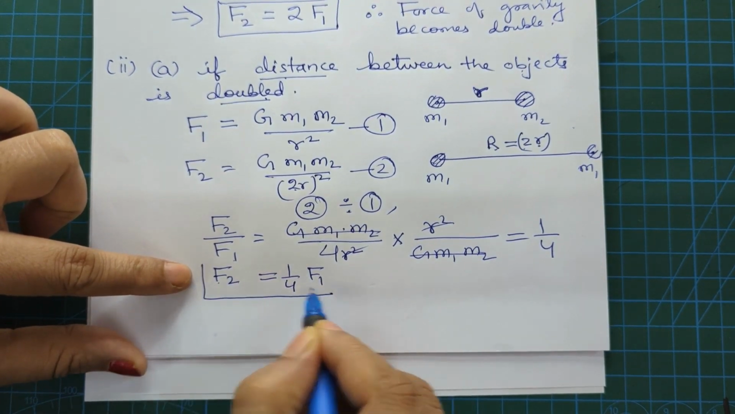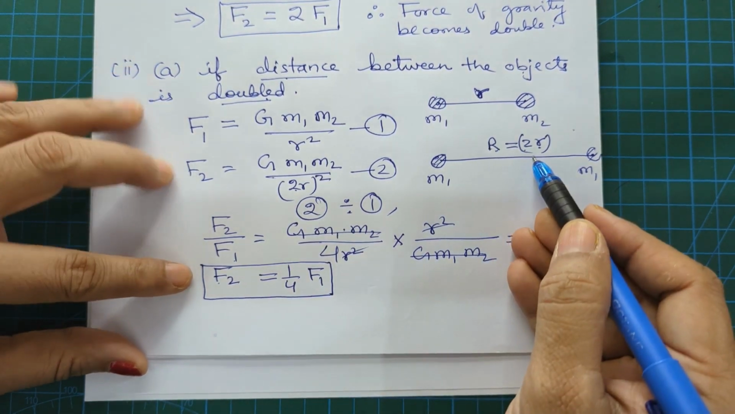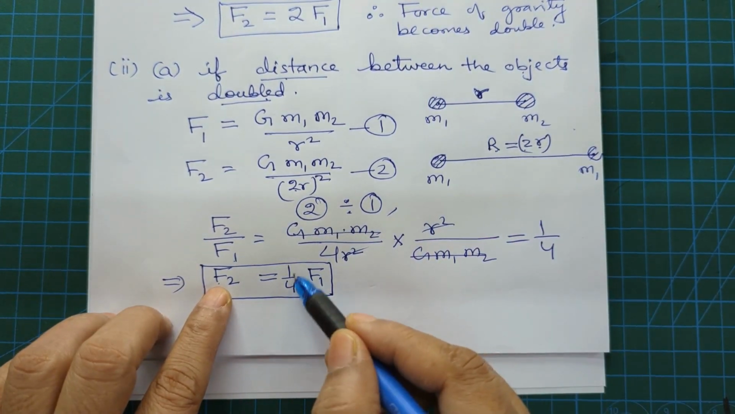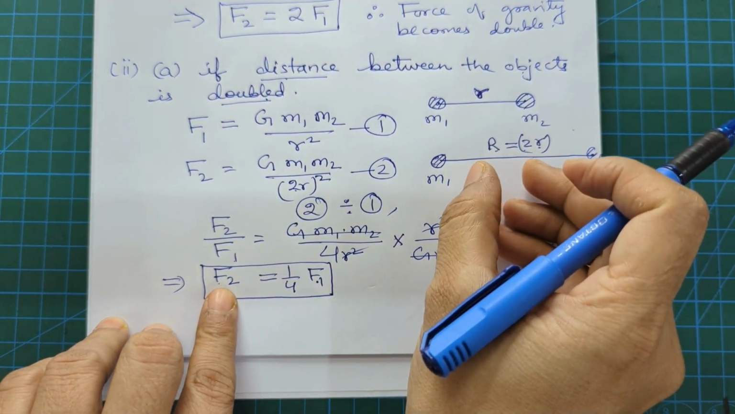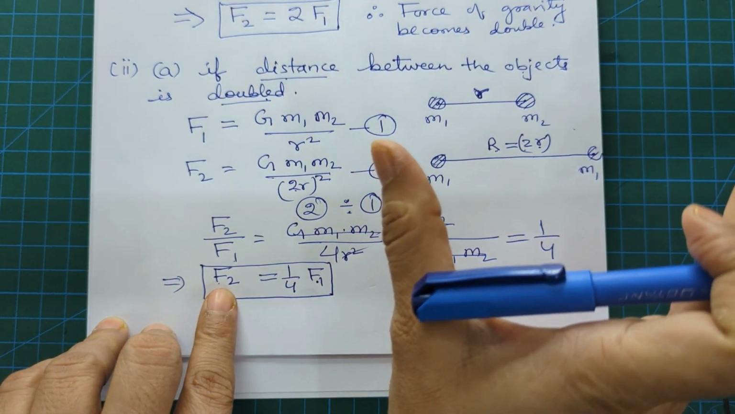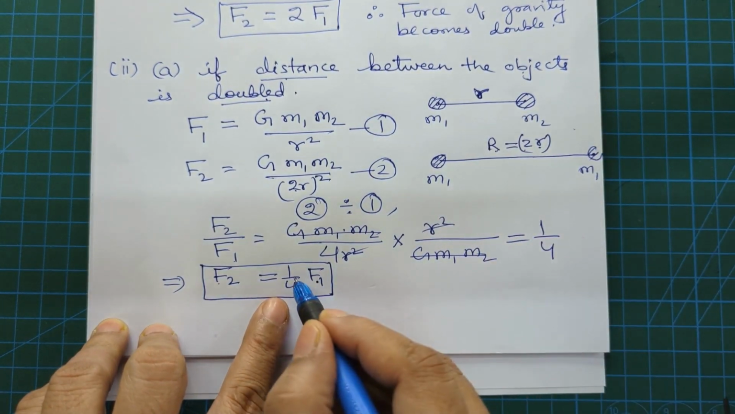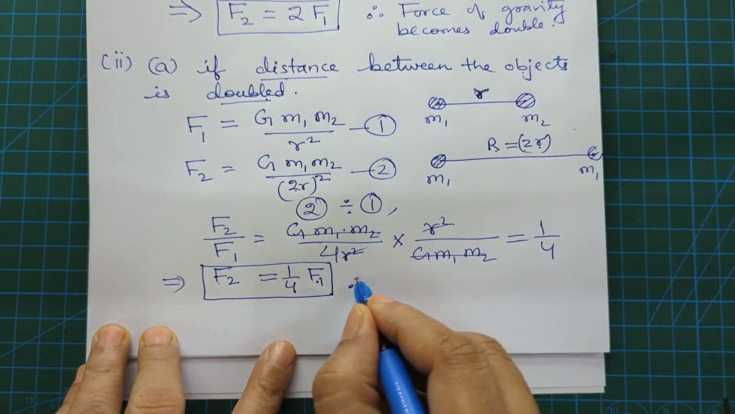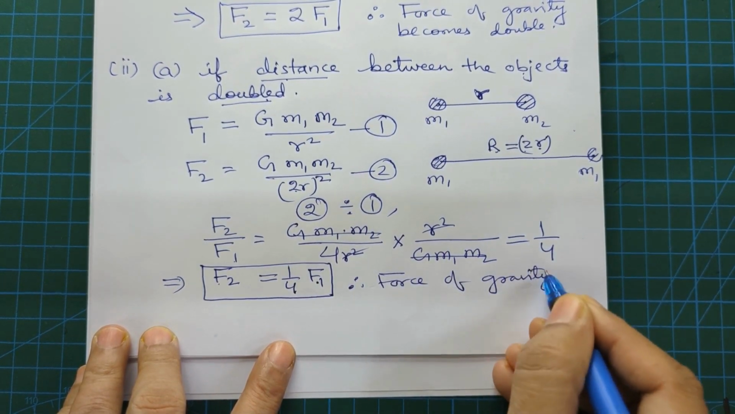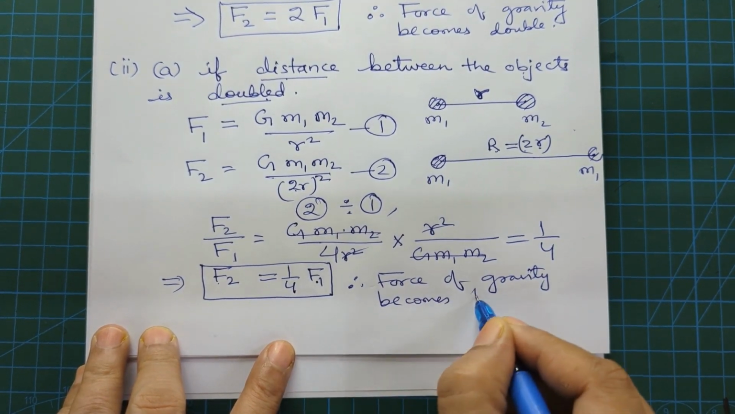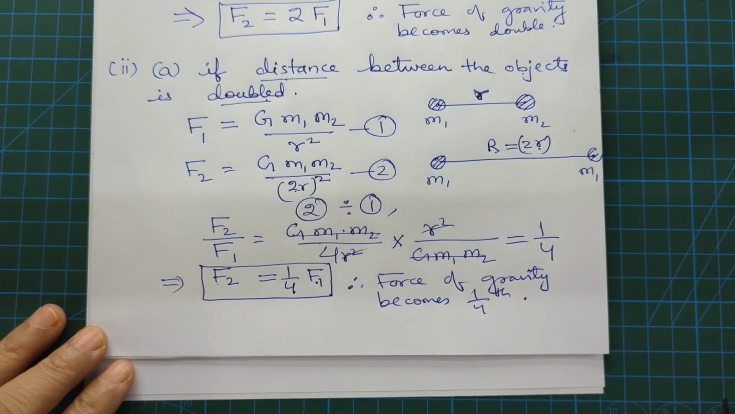So what happens to the force of gravity if the distance between the masses is doubled? If the distance between the masses is doubled, the new force becomes 1/4 the initial force. But yes, of course. Why? Because if objects are far, the force will be less between them. So here the distance is doubled, and the force of gravity becomes 1/4. So the conclusion: force of gravity becomes 1/4 the initial force of gravity.